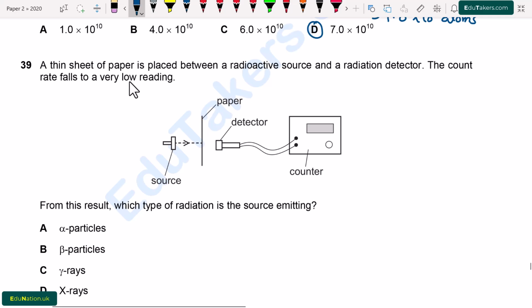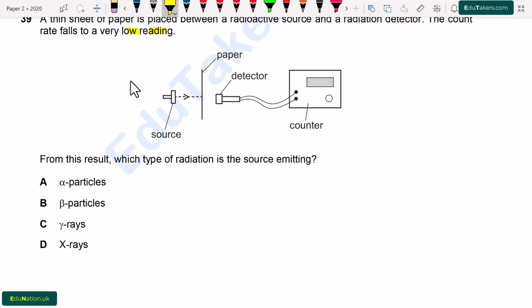Question number 39. A thin sheet of paper is placed between a radioactive source and a radiation detector. The count rate falls to a very low reading. From this result, which type of radiation is the source emitting? So these are basically alpha particles, which can be stopped by a sheet of paper, so the count rate reduces. From here, option A is correct.